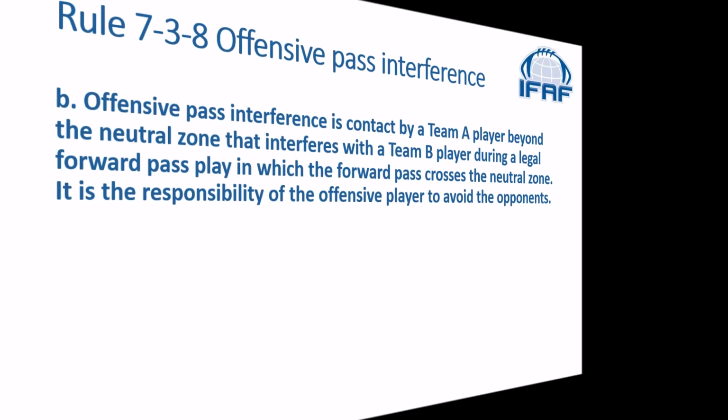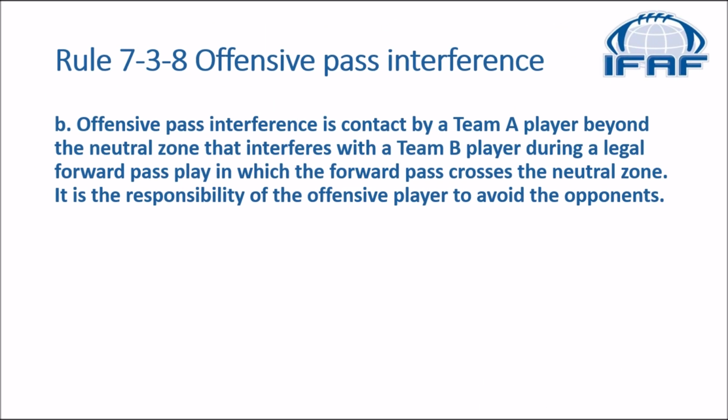But before we get to the game film, let's have a look to see what the rulebook and the MOFO have to say on this topic. In the rulebook, we go to 738 offensive pass interference. B. Offensive pass interference is contact by a Team A player beyond the neutral zone that interferes with a Team B player during a legal forward pass play in which the forward pass crosses the neutral zone. It is the responsibility of the offensive player to avoid the opponents. It is not pass interference.